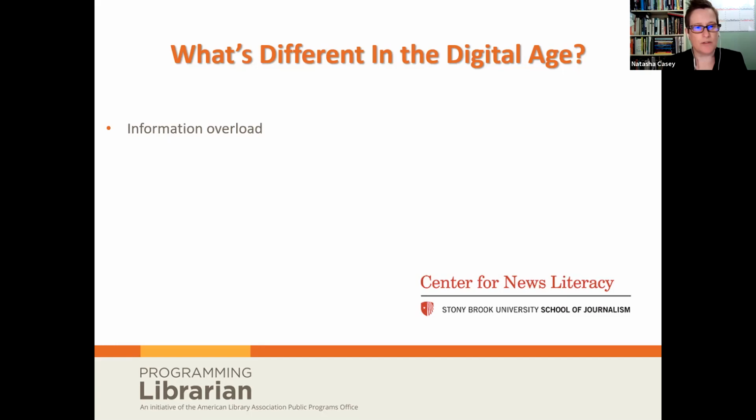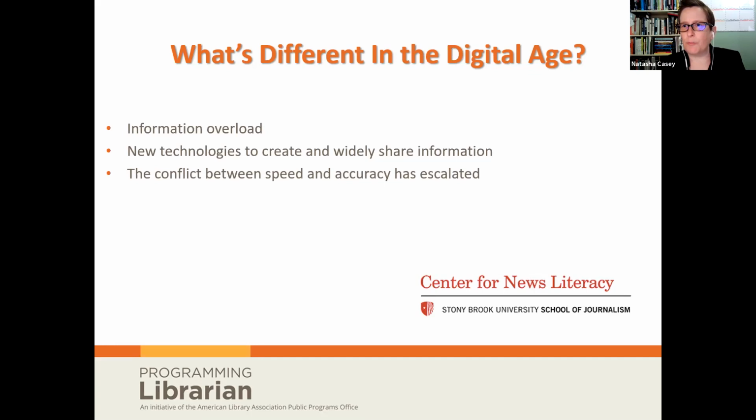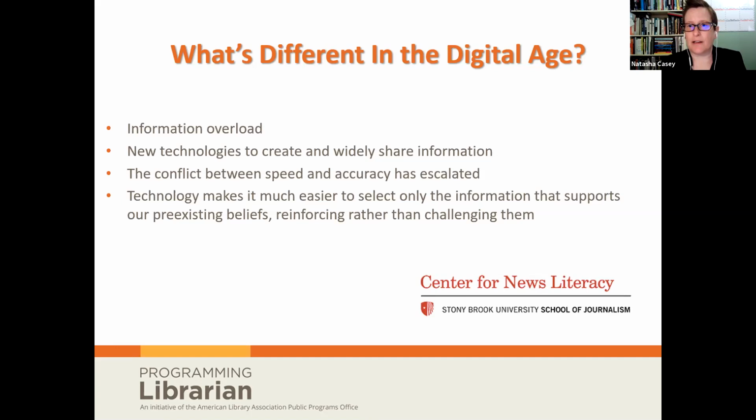Some other things that the Center for News Literacy pointed out are listed here: the accelerated speed, and the conflict that arises out of this speed, between our information. Also, we have new technologies to create and share, and that brings some problems with it as well. The last one on the list has probably gotten the most mainstream attention in the last few years: technology makes it much easier to select only the information that supports our pre-existing beliefs rather than challenging them. We'll talk a little bit more about this idea as we go through the presentation.